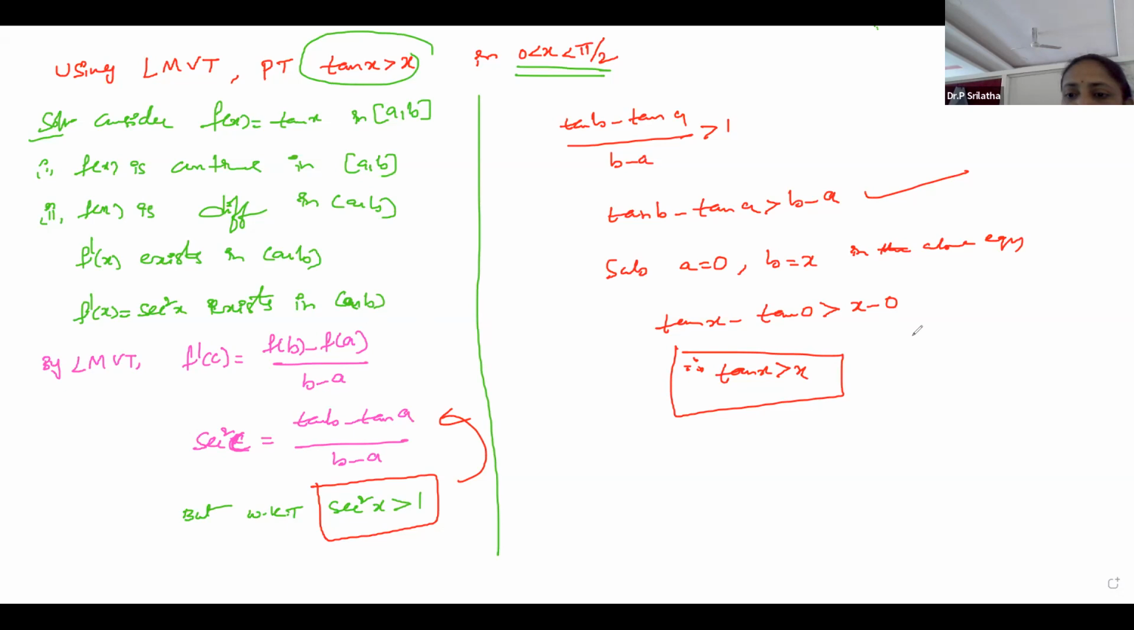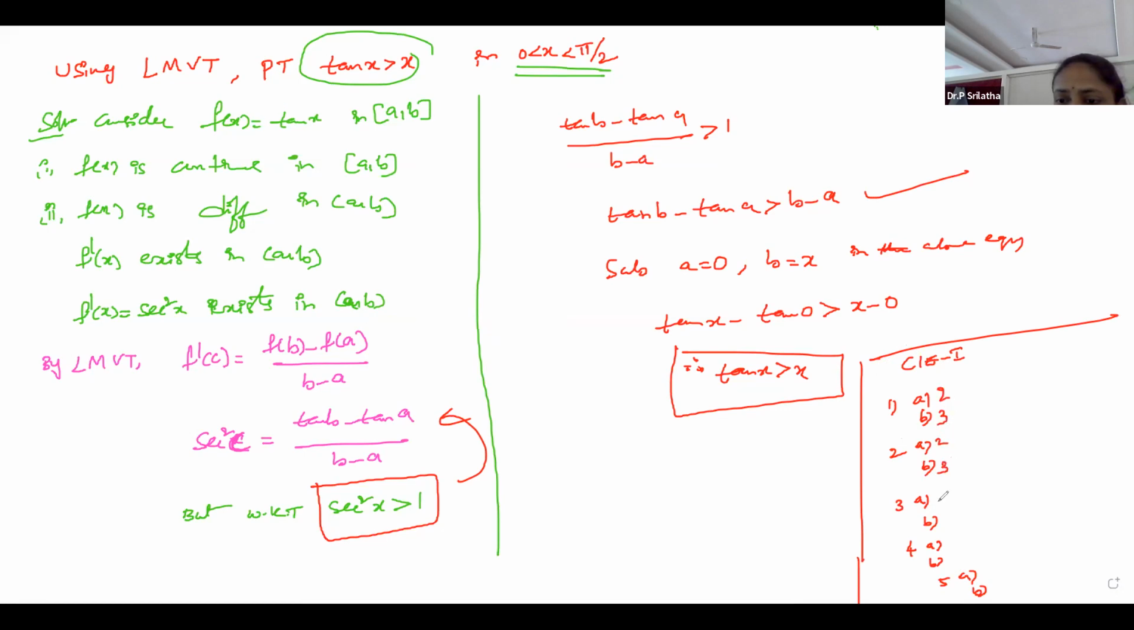All of you listen, the CIE 1 paper pattern is: 1 AB, 2 AB, 3 AB, 4 AB, and 5 AB. So 2 marks, 3 marks, 2 marks, 3 marks, 2 marks, 3 marks, 2 marks, 3 marks, 2 marks, 3 marks. Out of 5, answer any 4 questions.